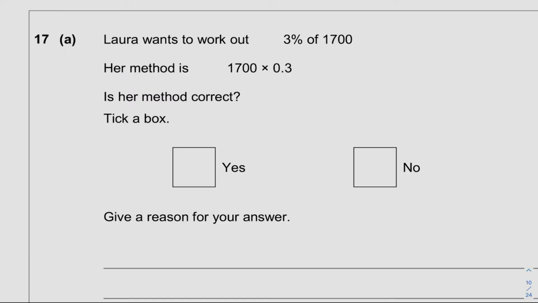Question 17, part A. We are told that Laura wants to work out what 3% of 1700 is, and her method is 1700 multiplied by 0.3. Is her method correct?